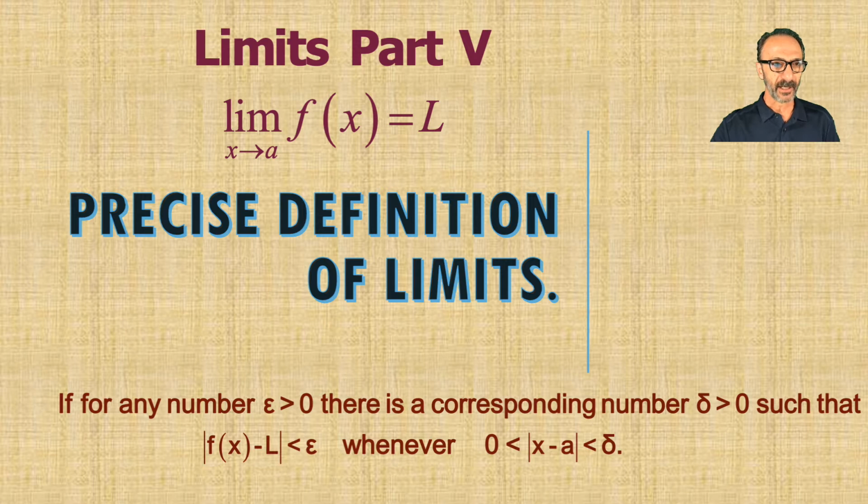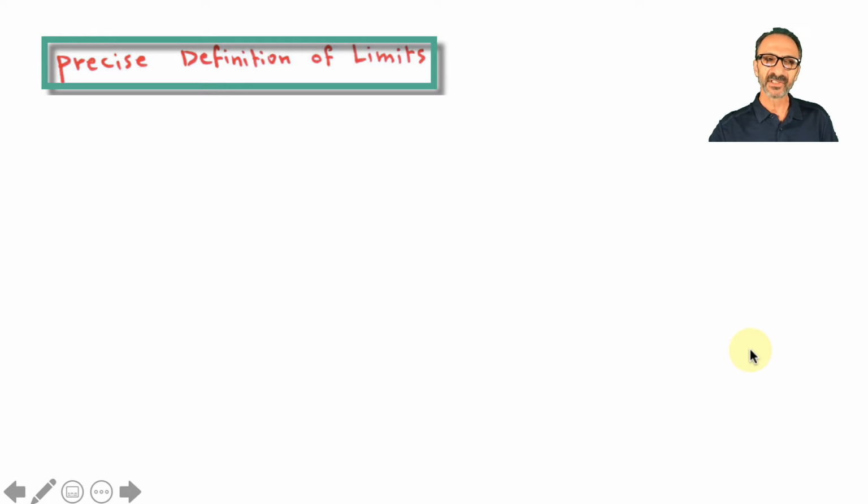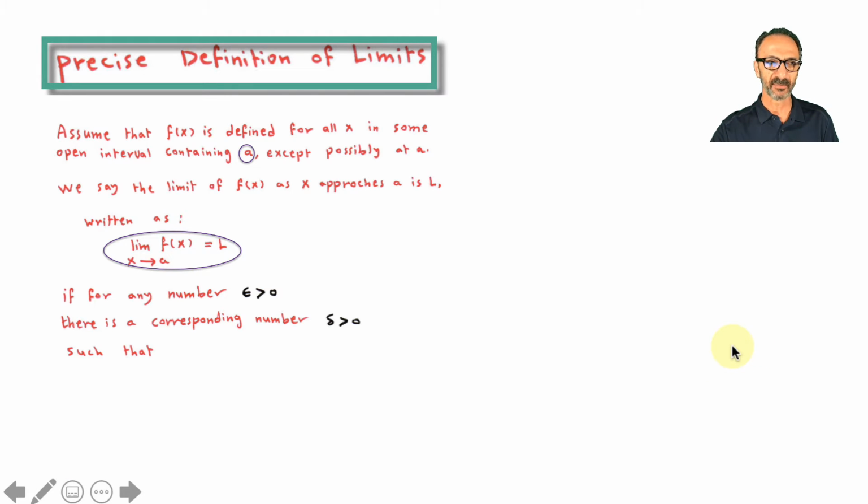Alright, now, what is the precise definition of limits? Well, I mentioned it earlier. Now let's move on. Assume that f of x is defined for all x in some open interval containing that point a, except possibly at a. It doesn't have to be, because we're looking at limits. We're not looking at continuity like last time. We're looking at limits.